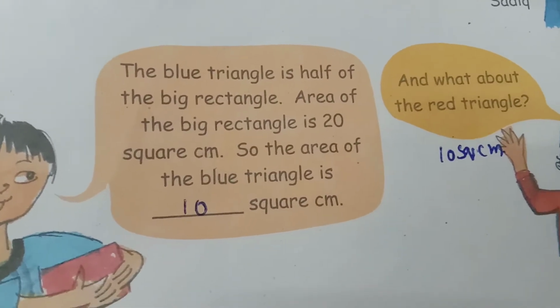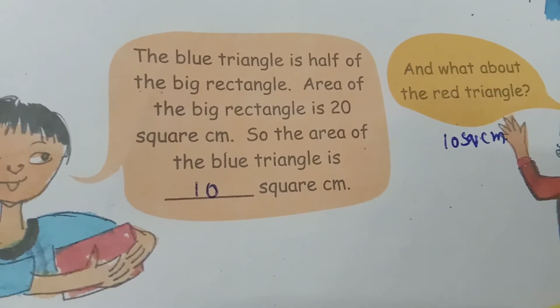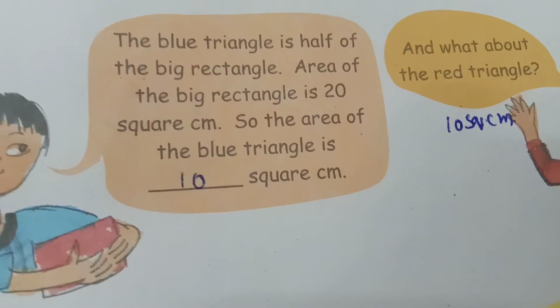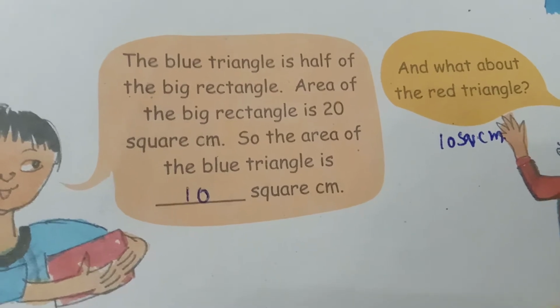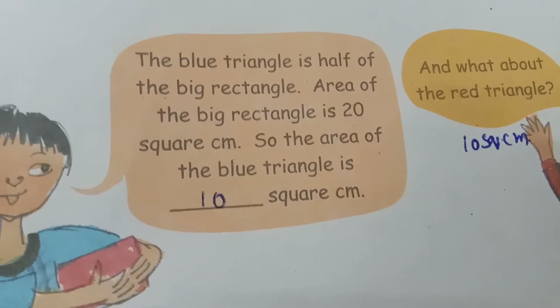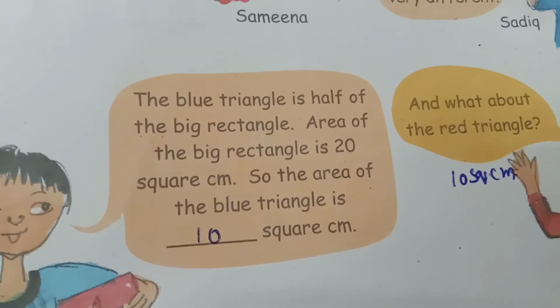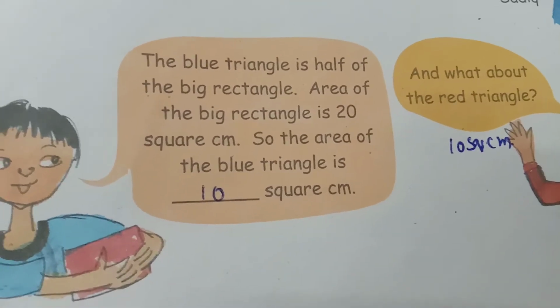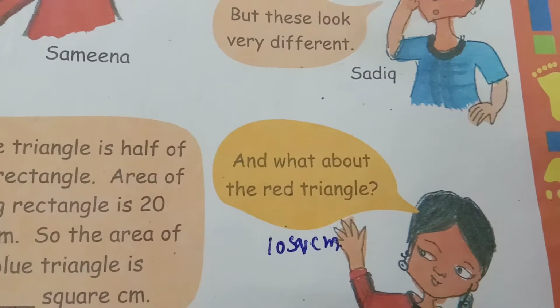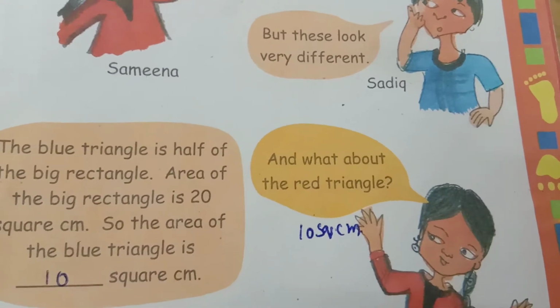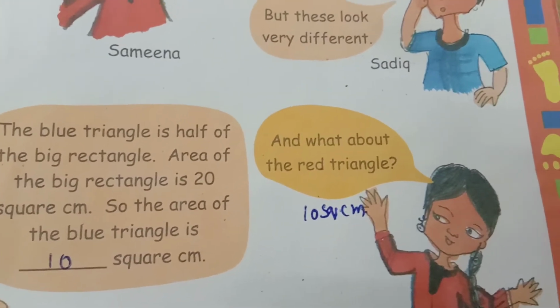The area of the big rectangle is 20 square centimeters. So the area of the blue triangle is how much? It is dash square centimeters. Half of 20 will be 10 square centimeters. And what about the red triangle? The red triangle also has the same area, 10 square centimeters.